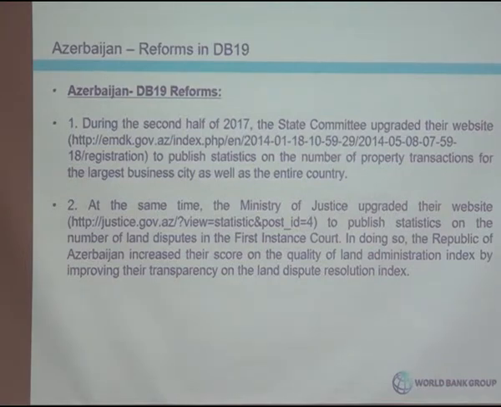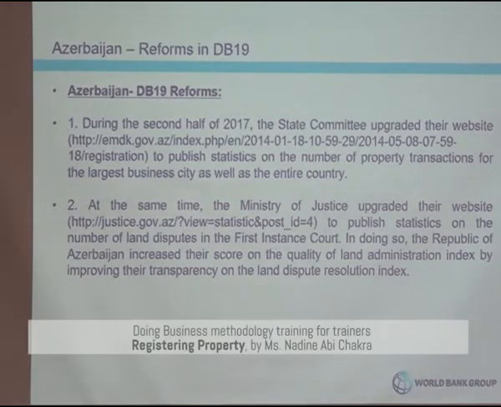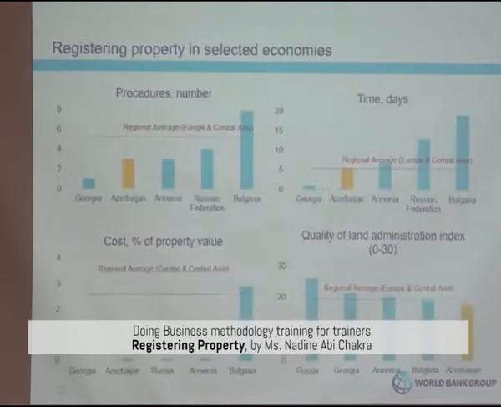In Doing Business 2019, Azerbaijan had reforms recorded on the registering property indicator. So during the second half of 2017, the State Committee had upgraded the website to publish statistics on the number of property transactions for the largest business city as well as the entire country. Also, the Ministry of Justice had upgraded their website to publish statistics on the number of land disputes in the first instance court. And in doing so, Azerbaijan increased their score on the quality of land administration's index by improving their transparency on the land dispute resolution index.